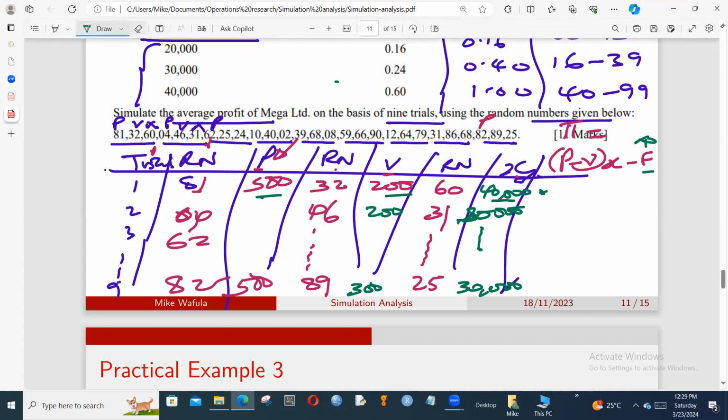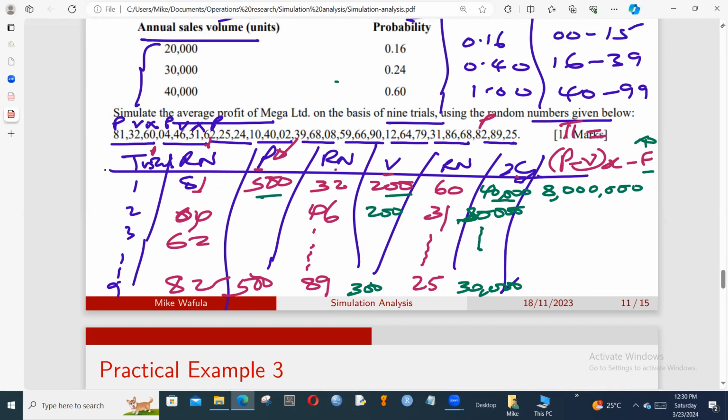Which figure are you getting? 8 million. Yes? Somebody was shouting an answer. 8 million. The rest is good, just to confirm. I have no solution for this question, so that's why I want us to confirm that. Yes, it's 8 million.